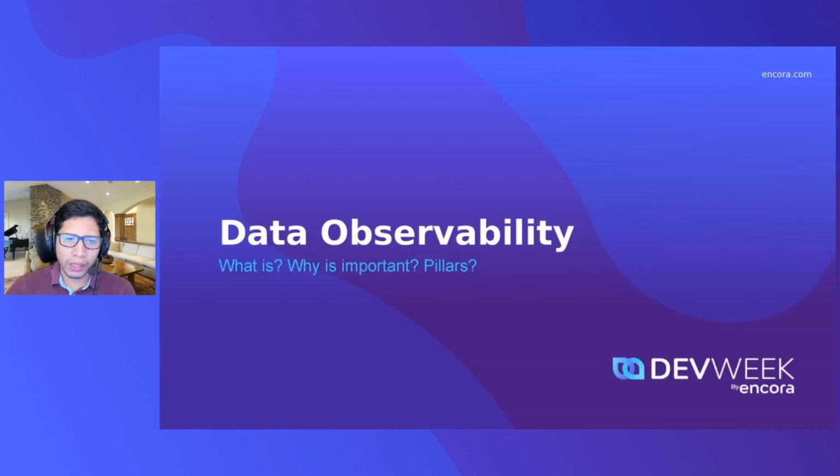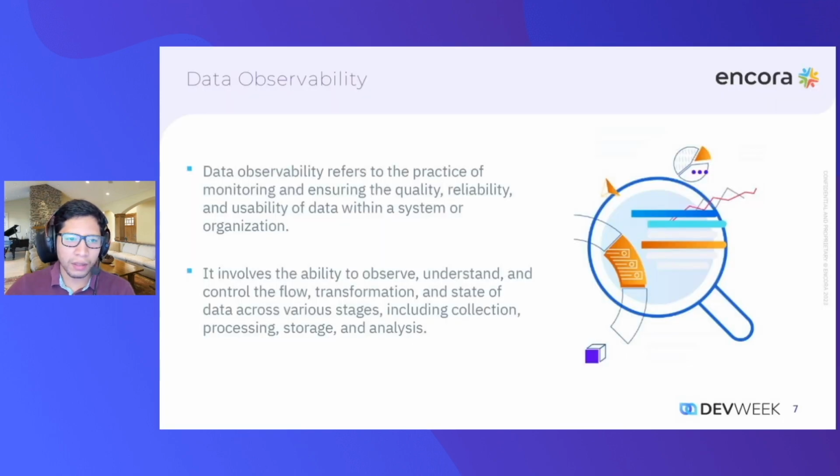So let's go quickly with some definitions. The first one, data observability. What is data observability? Data observability is the practice and monitoring to ensure that your data is usable, has quality and reliability inside your company. So for all your users in your company, they need to be sure that the data that they are using is correct.